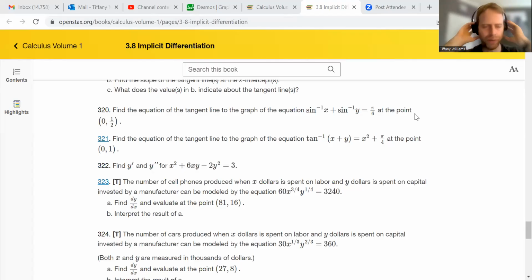All right, so the last problem I wanted to do is going to be just that kind of real life application thrown in there. So if you look at number 323 here, it says the number of cell phones produced when x dollars is spent on labor and y dollars is spent on capital invested by a manufacturer can be modeled by the equation 60 x to the 3/4, y to the 1/4 equals 3240. We're going to find dy dx and evaluate at the point 81, 16. So it's like finding the slope of the tangent line, basically. But then part B is going to be, what is part A telling us in the context of this problem?